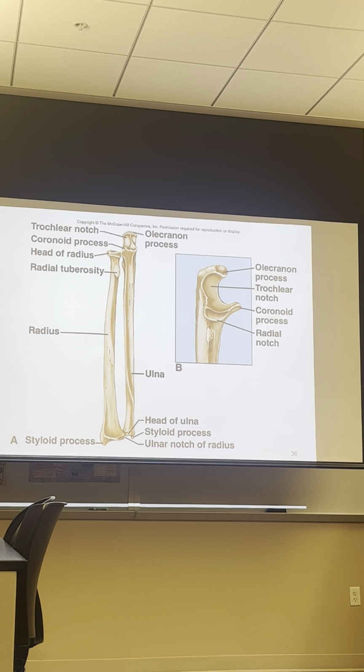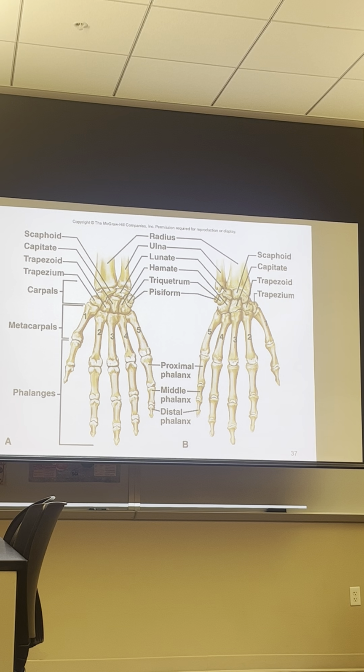Okay. On the distal end here, we've got the styloid processes of the radius and the ulna. These articulate with bones in the hand, and that's why one of the most common breaks people have is wrist fractures, which we'll get to here in a second.